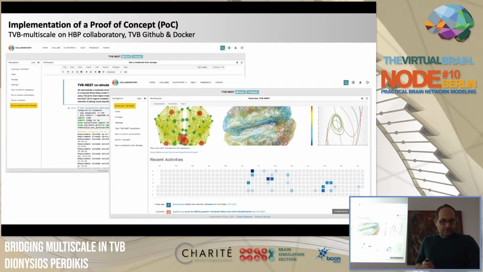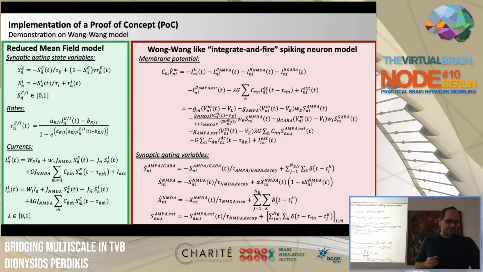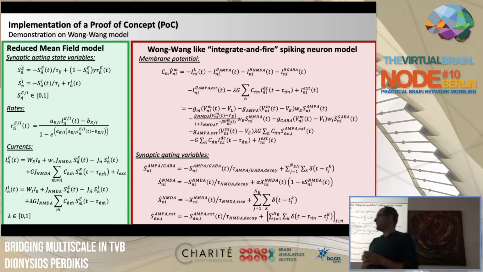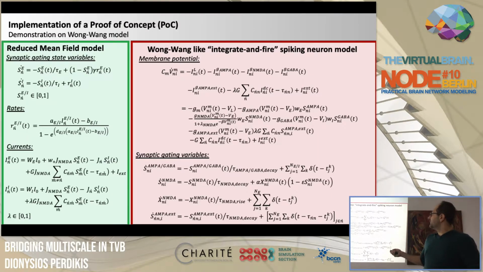So let's go through the equations of the 2 models so that we understand better the mechanics of the interface between them. This first slide is just to scare you. On the left in green, you have the mean field equations that will govern the dynamics of most of the TVB nodes. On the right, we have the equations of the spiking neuron. So let's go through them step by step.